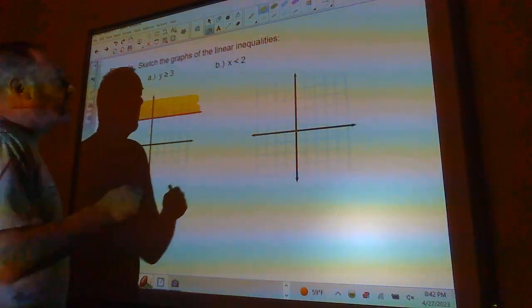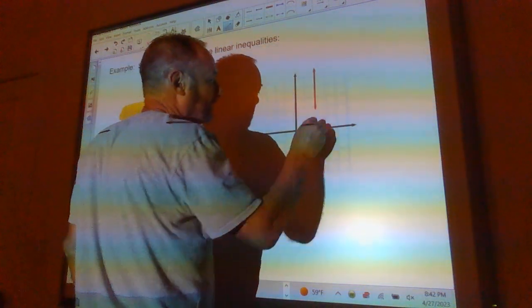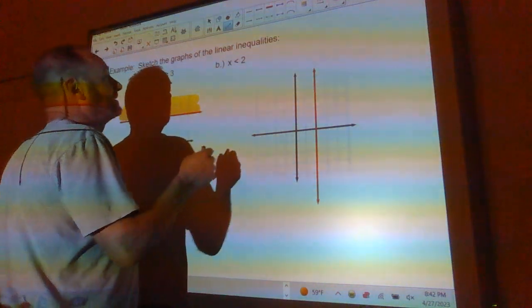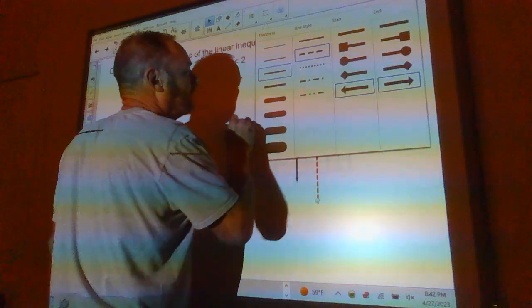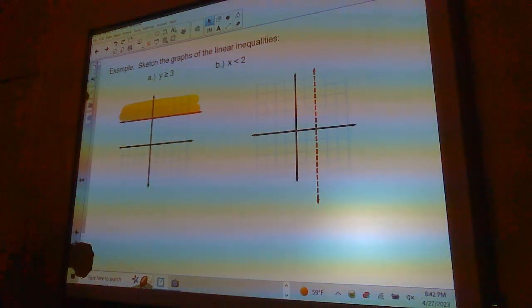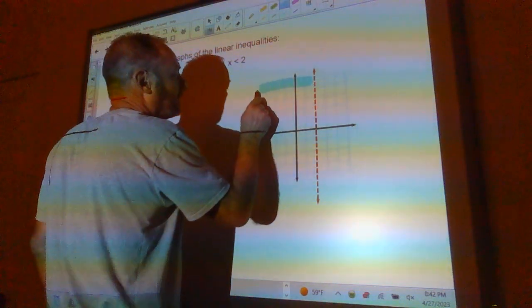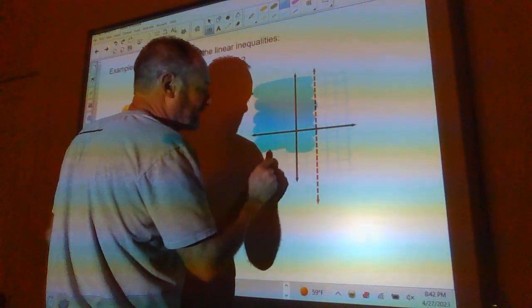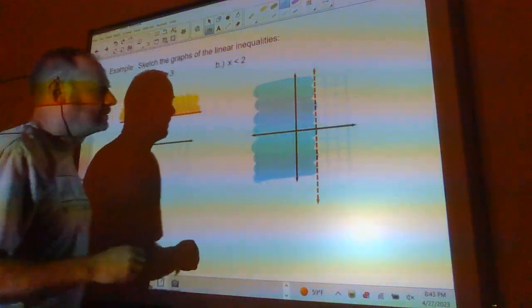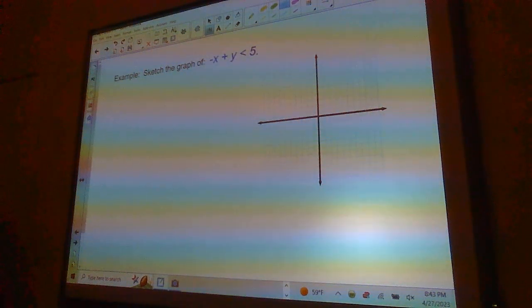Now, x is less than 2. Okay, so that'd be a vertical line at 2. Oops, it's got to be a dotted vertical line because it's just less than. Okay, so there we've got that. And now we want to shade this side over here because we want everything where the x is less than 2. Okay? So, piece of cake. All right, how about this one?